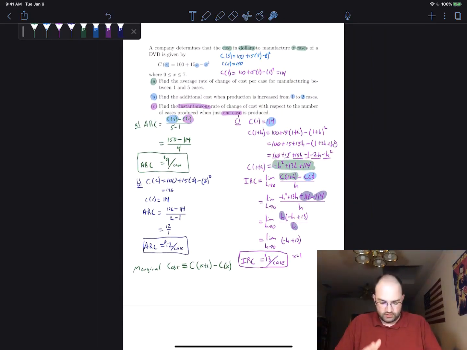And by the way, marginal cost is C of x plus 1 minus C of x. Marginal revenue would be R of x plus 1 minus R of x. And marginal profit would be P of x plus 1 minus P of x. It's always either the cost to produce one more, or the revenue extra that you get from making one more, and it's also the profit that you get from producing and selling one more. It's always just one more.